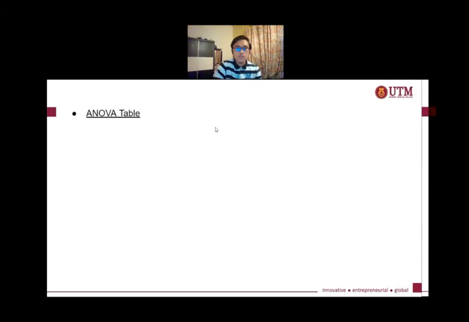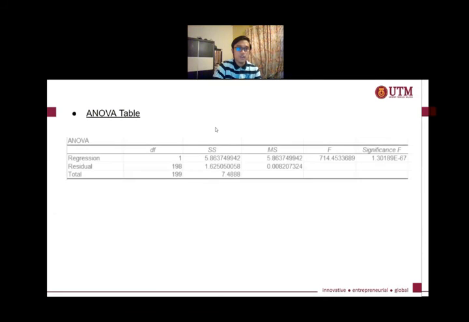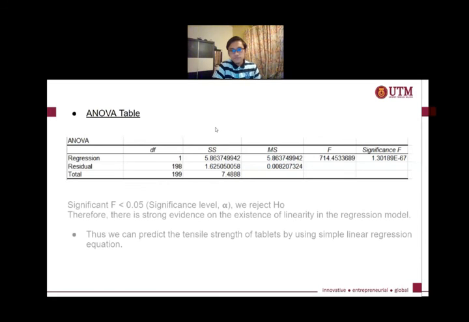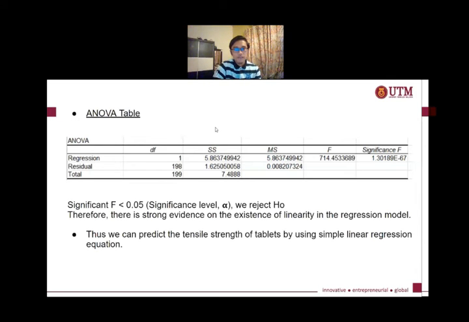So we proceed with the regression test by using ANOVA. And the table obtained from Excel is this type of table. From here, we can see that significance F is equal to 1.30189 exponent to the power of negative 67. Since the significance F is less than 0.05, which is the significance level alpha, we reject H0. Therefore, there is strong evidence of the existence of linearity in the regression model.